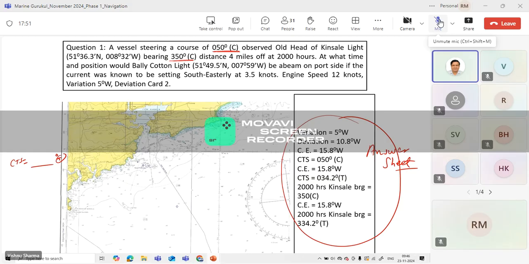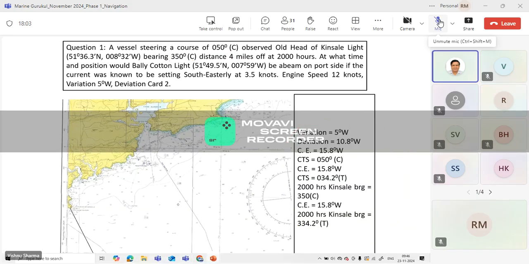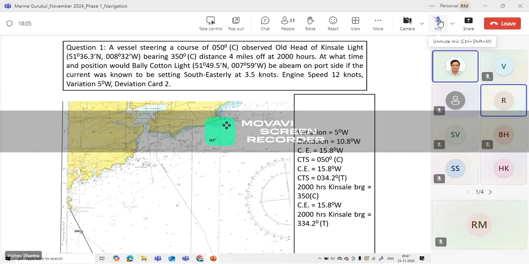Now we can plot 334.2 degrees true from Kinsale, and mark off this distance, which is given, range is given as 4 miles. By range and bearing, we can get the position of the vessel at 2000 hours. I am sure everybody is okay with getting this position at 2000 hours, or there is any problem. Right, guys? Yes, sir. Okay. Now, from here, the ship starts from here.